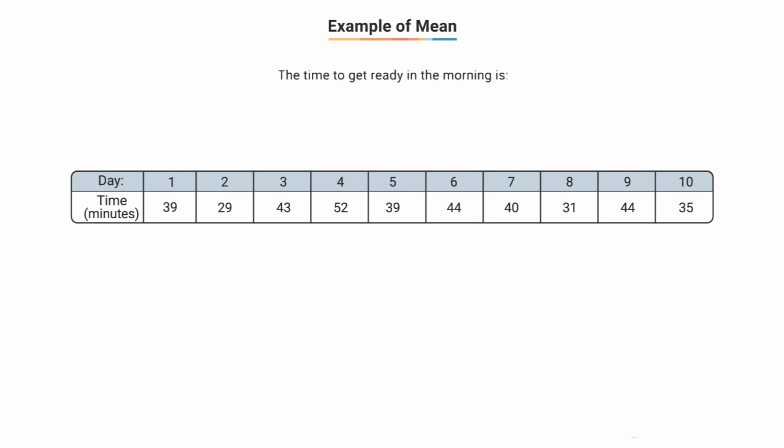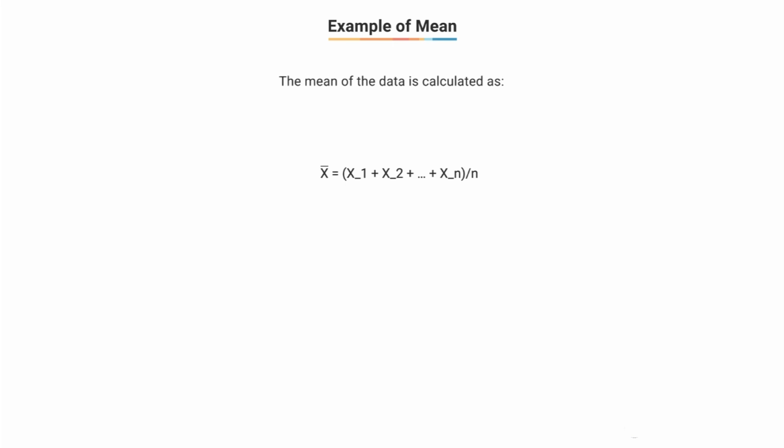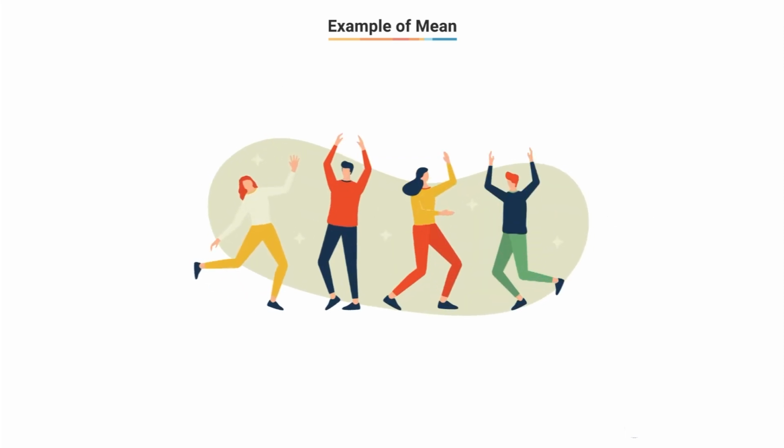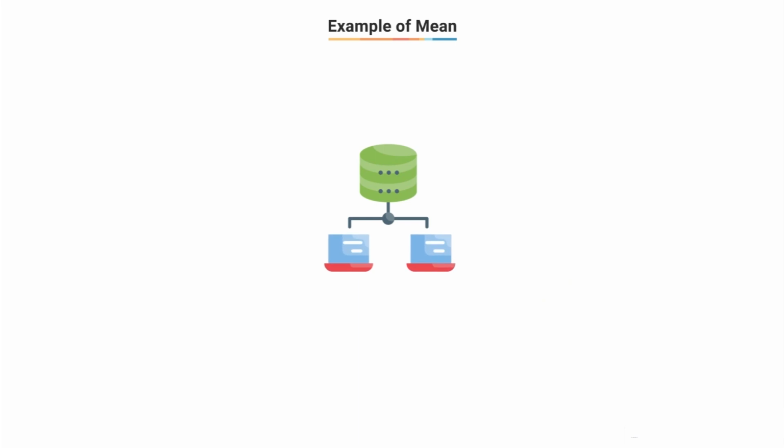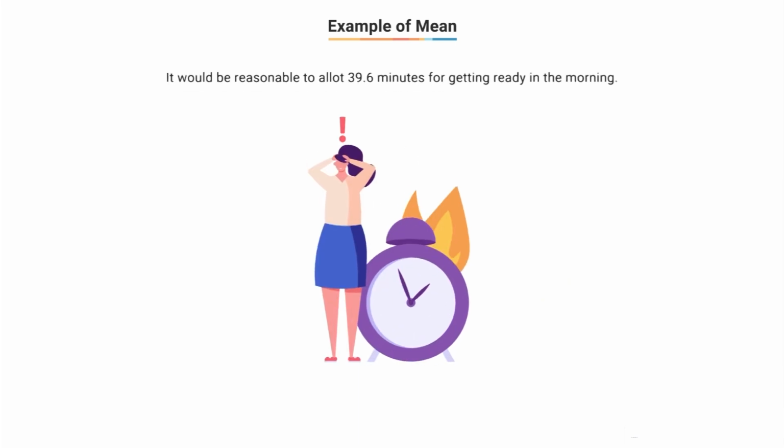The collected values for time to get ready in the morning is provided here in the form of table. The following observations are collected as shown in the table here. The mean of this data is simply computed as shown here. X bar equal to x1 plus x2 plus xn and so on divided by n. In this case, it is 396 divided by 10, which is 39.6. Even though no individual day in the sample data has a value of 39.6 minutes, allotting this amount of time to get ready in the morning would be a reasonable decision to make.